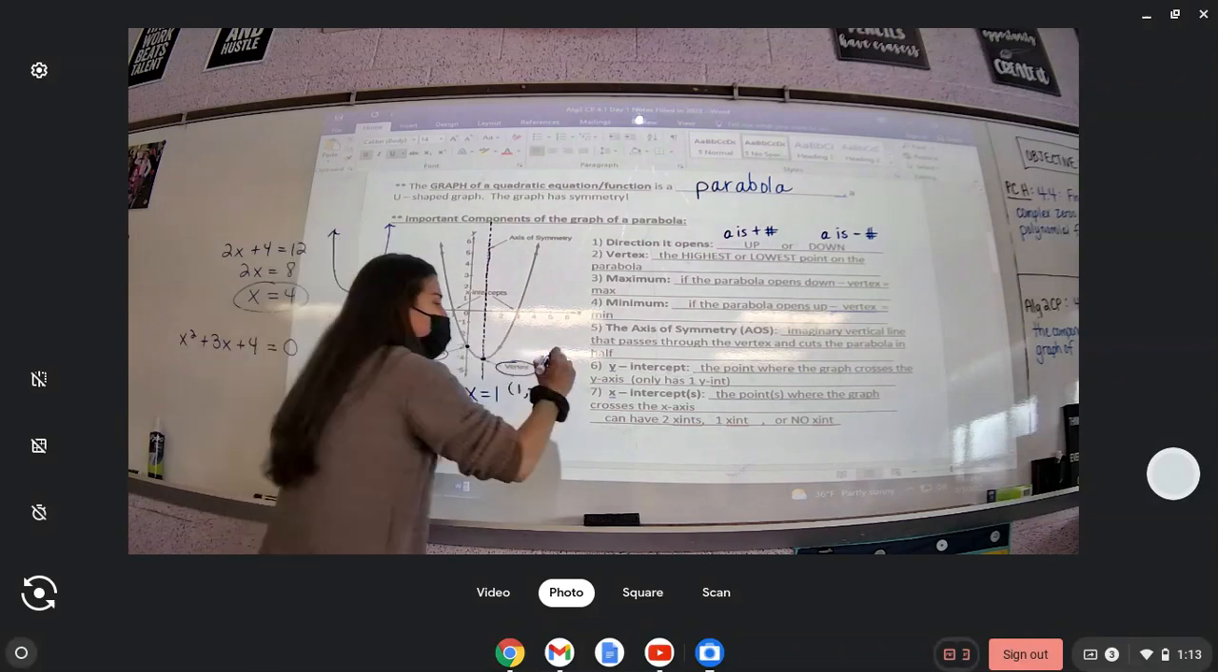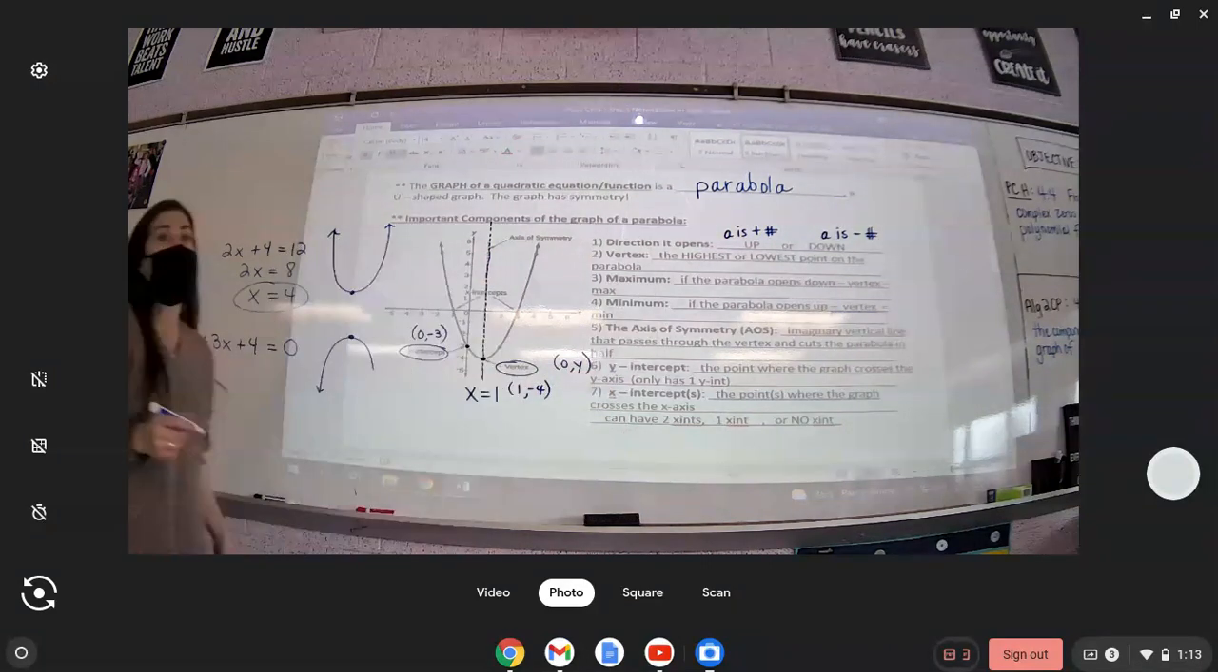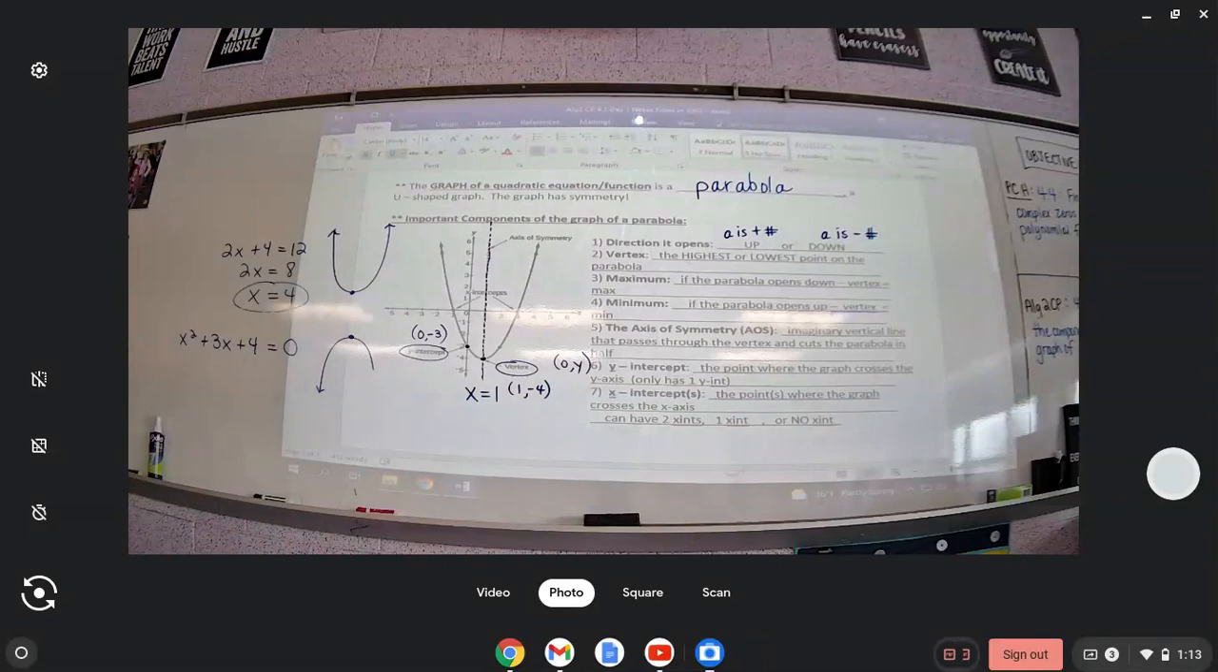Guys, if you're a y-intercept, you have an x coordinate of 0, and then some y coordinate. It's 0, b. Now with a parabola, the parabolas that you are asked to work with in Algebra 2, guys, they will only have one y-intercept. So there will always be one.